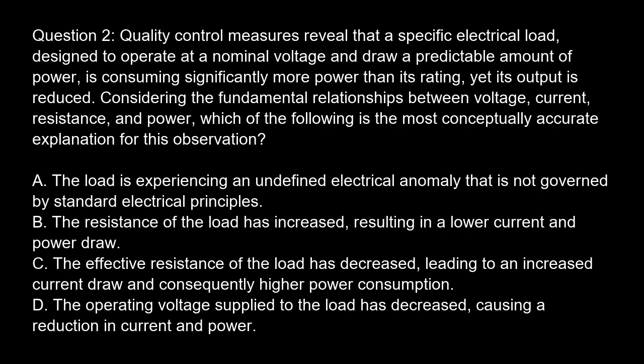The load is experiencing an undefined electrical anomaly that is not governed by standard electrical principles. Option B. The resistance of the load has increased, resulting in a lower current and power draw. Option C. The effective resistance of the load has decreased, leading to an increased current draw and consequently higher power consumption. Option D. The operating voltage supplied to the load has decreased, causing a reduction in current and power.